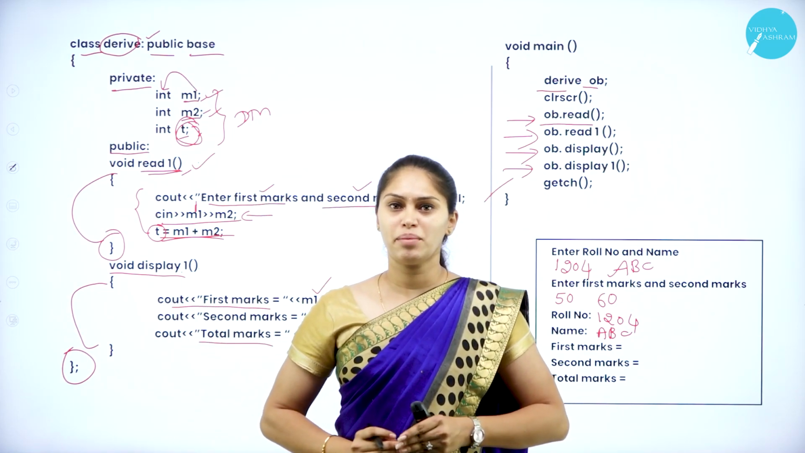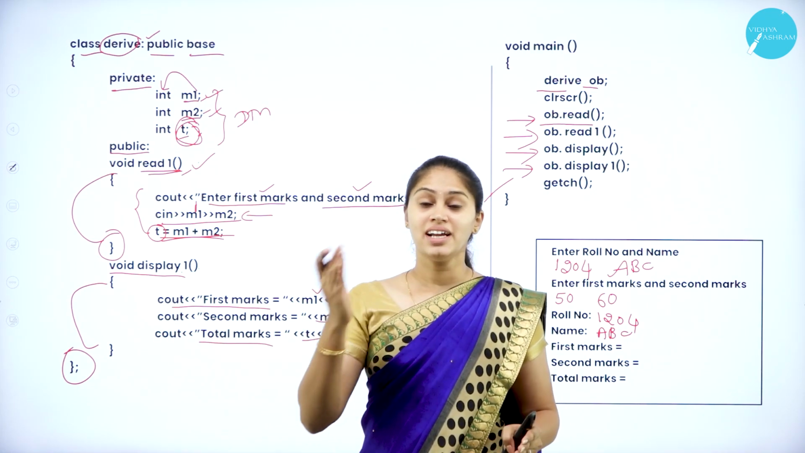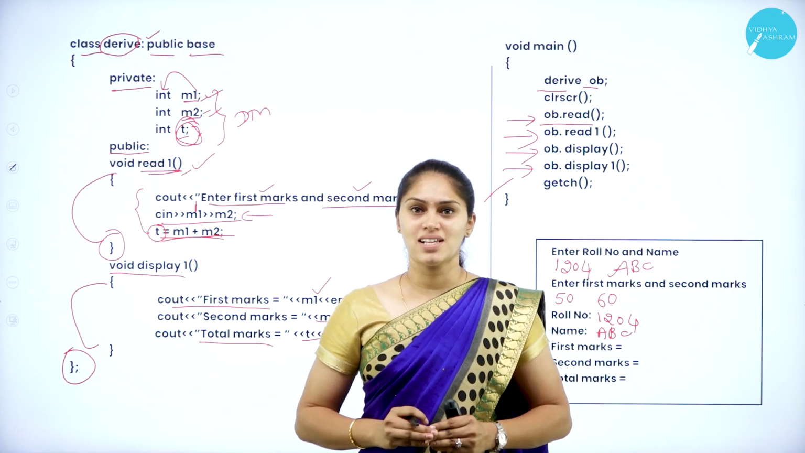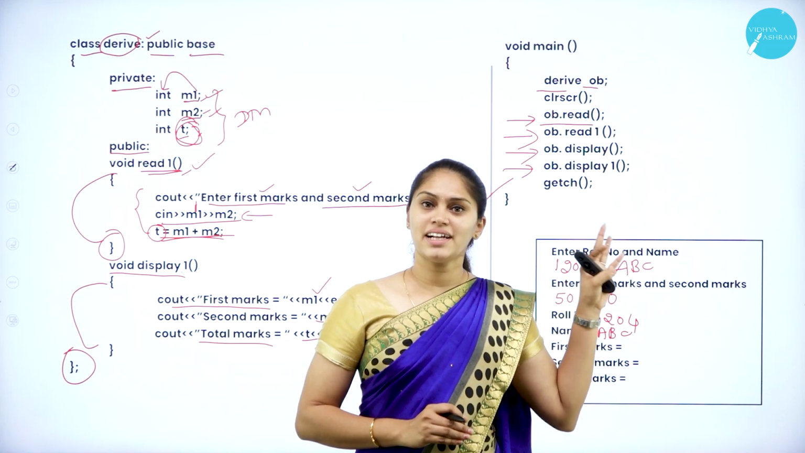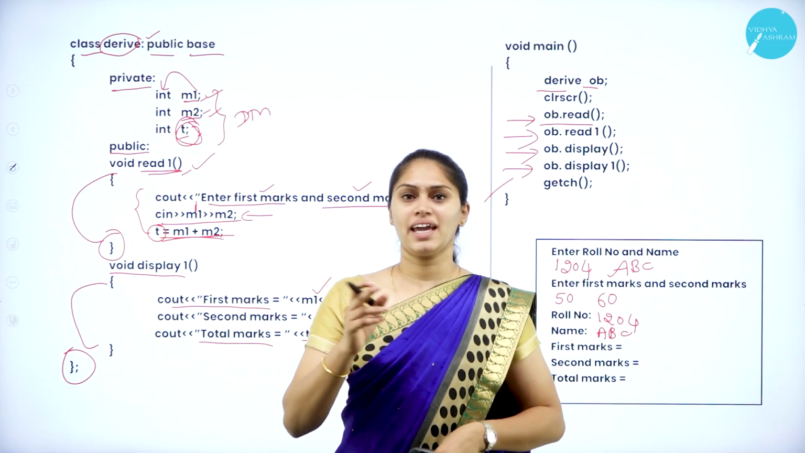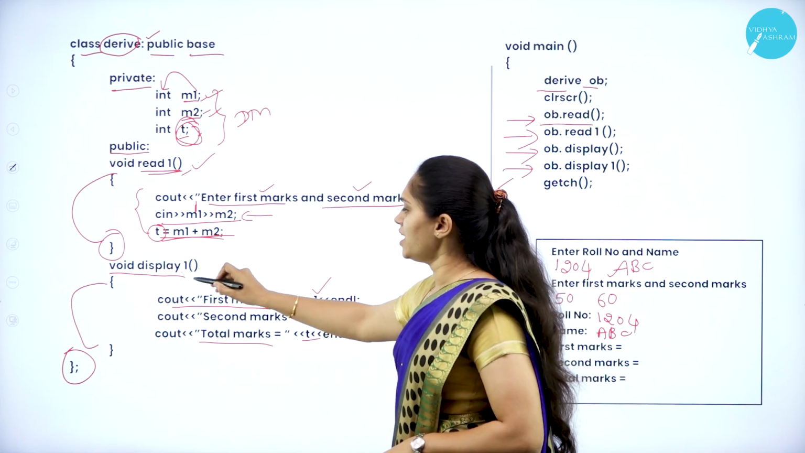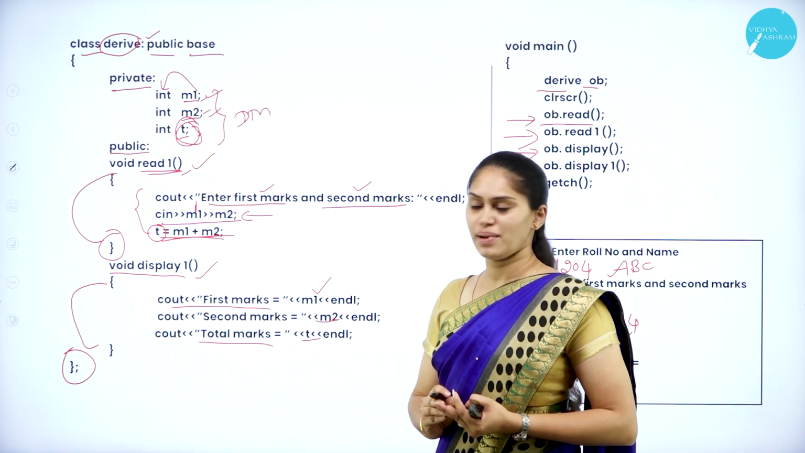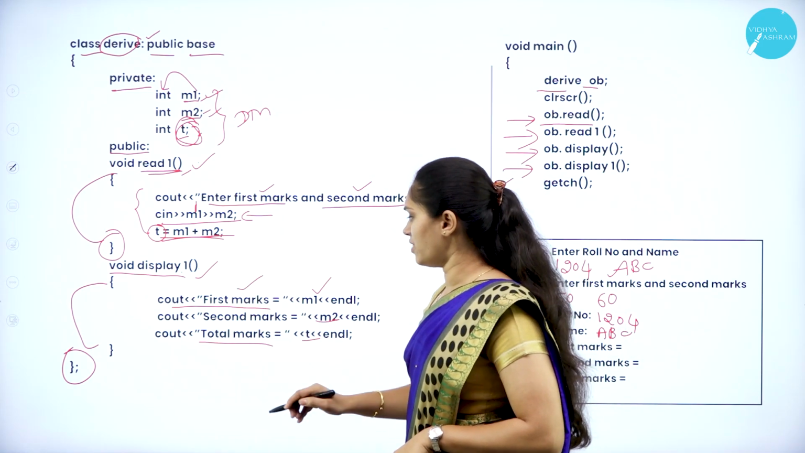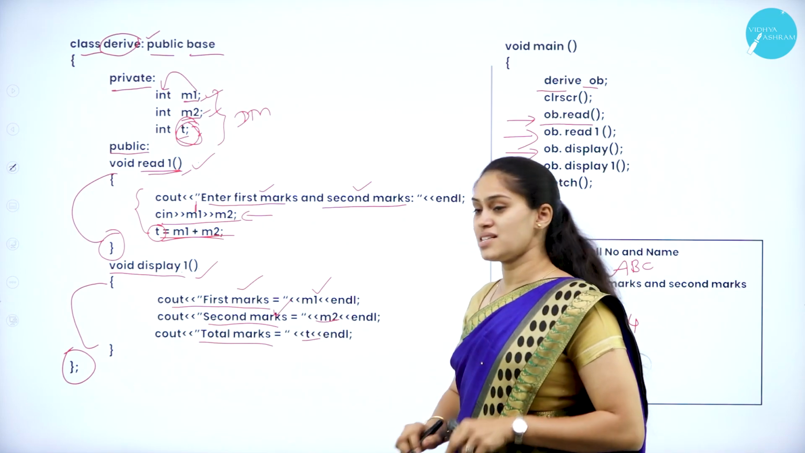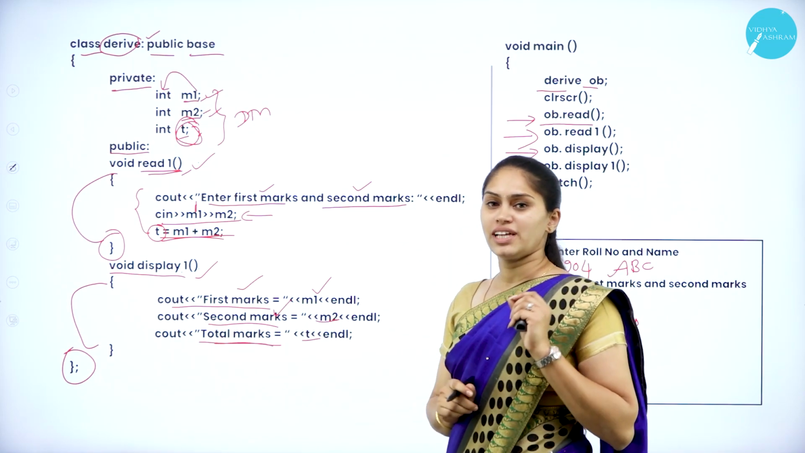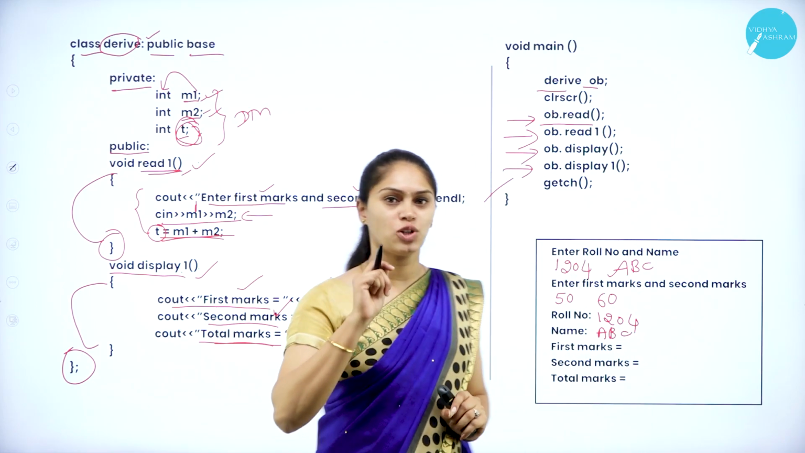Whether display1 is a member function of the base or derived class? It is a member function which comes under the derived class. At that time, when I am calling that display1 member function, again the control will be moved back to the display1 member function. What are the contents that I have in display1? It is going to display the first marks as well as the second marks. After calculating those two things, it is going to display the total marks.